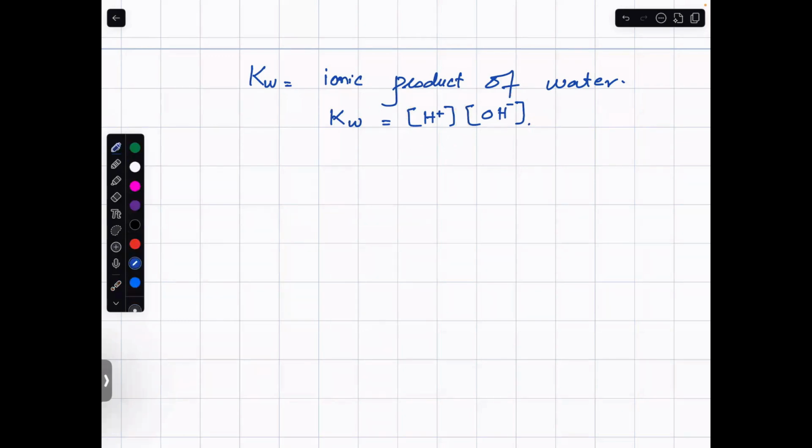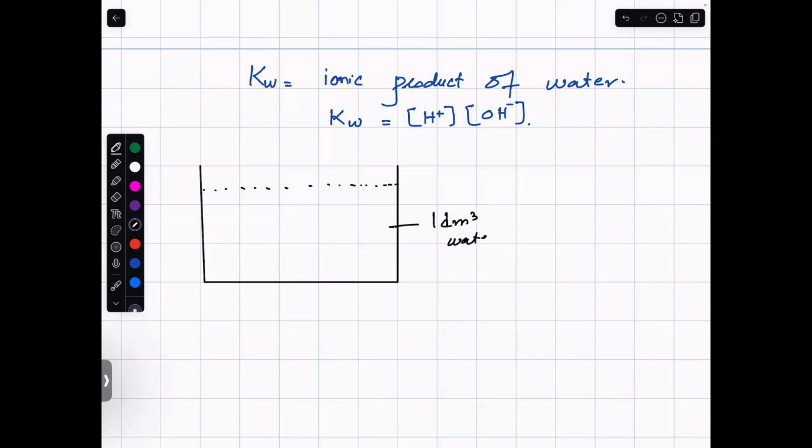You know what is the basic point behind this? Suppose I have this water, which is some 1 dm cube of water. 1 dm cube is kind of 1 liter of water, at 25 degrees Celsius. You know what is the pH of water at 25? It's 7. So if you know the pH of water, you know that the H plus in water is 10 power minus 7.